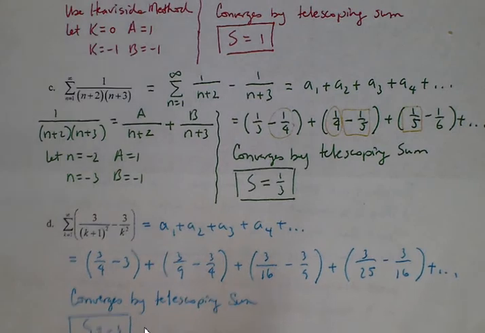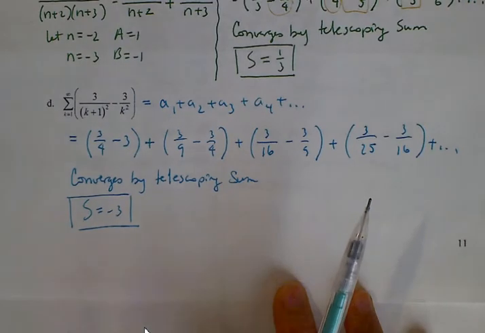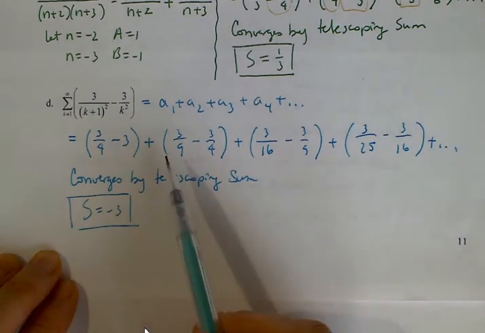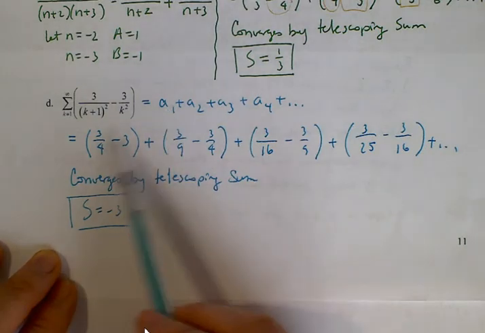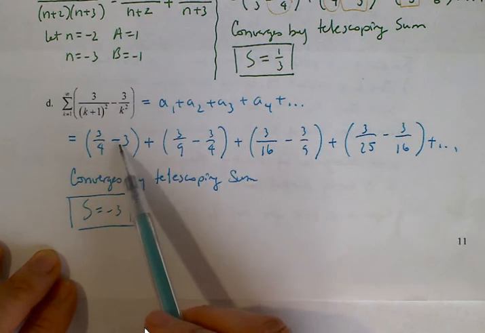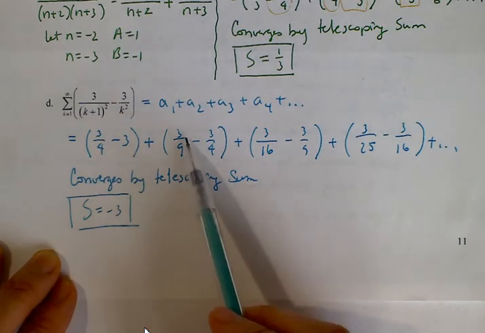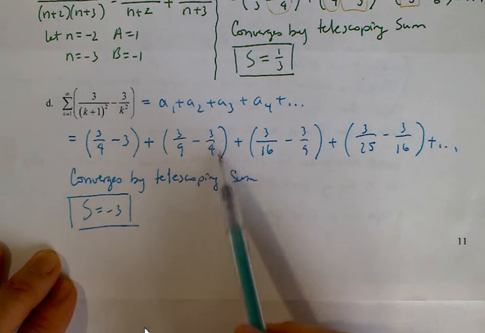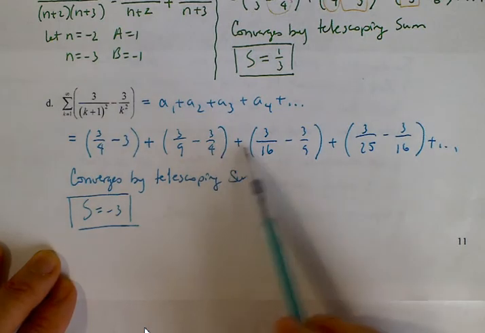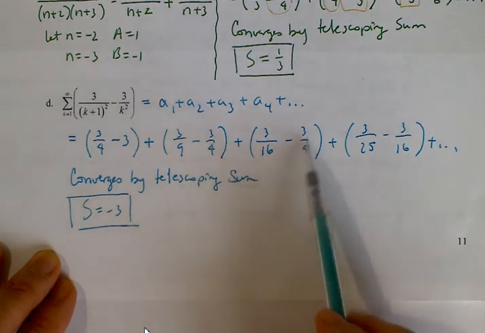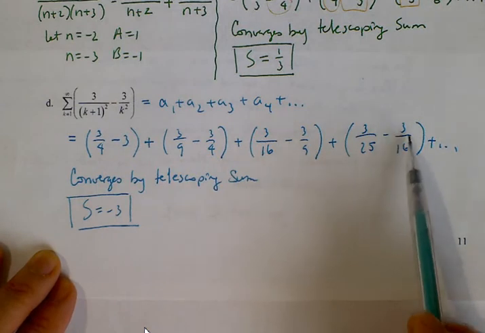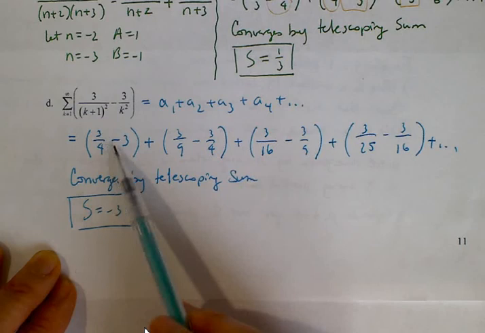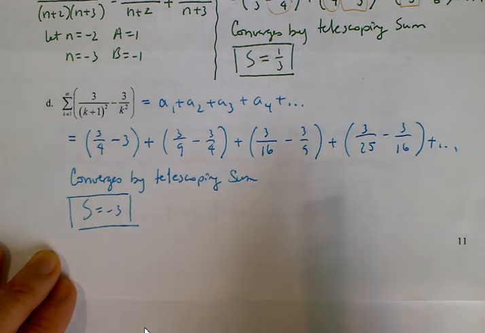All right, and the last example on this page, this one you could just write it out. You don't need to do the Heaviside method. So I have first term is 3/4 and then minus 3, and then I get 3/9 minus 3/4 plus 3/16 minus 3/9 plus 3 over 25 minus 3 over 16. All right, so that's my first term, second, third, and fourth.